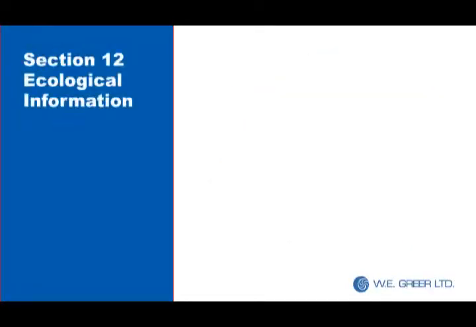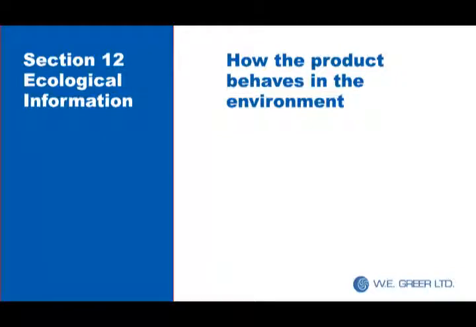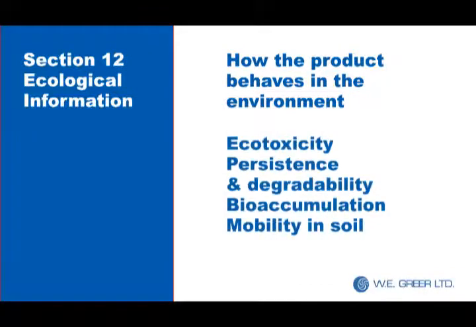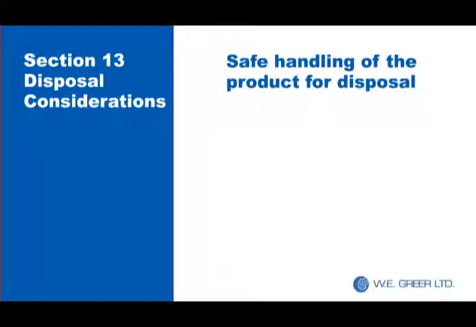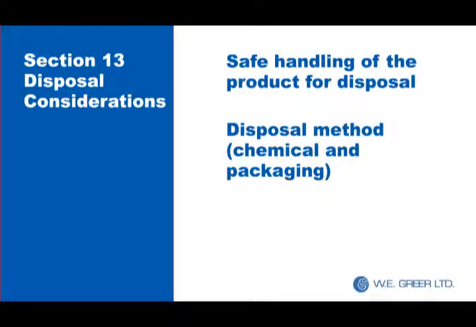Section 12, Ecological Information, includes descriptive information on how the product behaves in the environment, including its ecotoxicity, its persistence and degradability, its bioaccumulative potential, its mobility in soil, and any other adverse effects. Section 13, Disposal Considerations, includes information on the safe handling of the product for disposal and the methods used for that disposal, for both the chemical and the packaging.